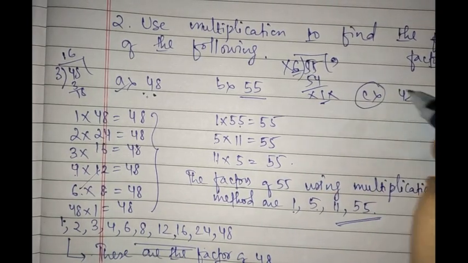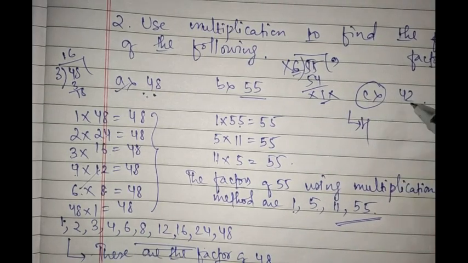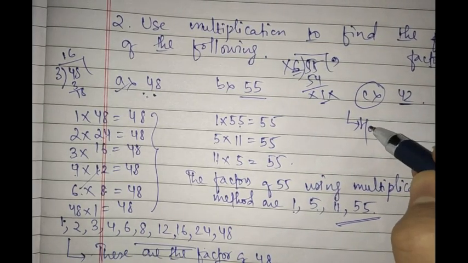So the last part, 42, you'll find the factors of 42 using multiplication. This will be a home assignment.